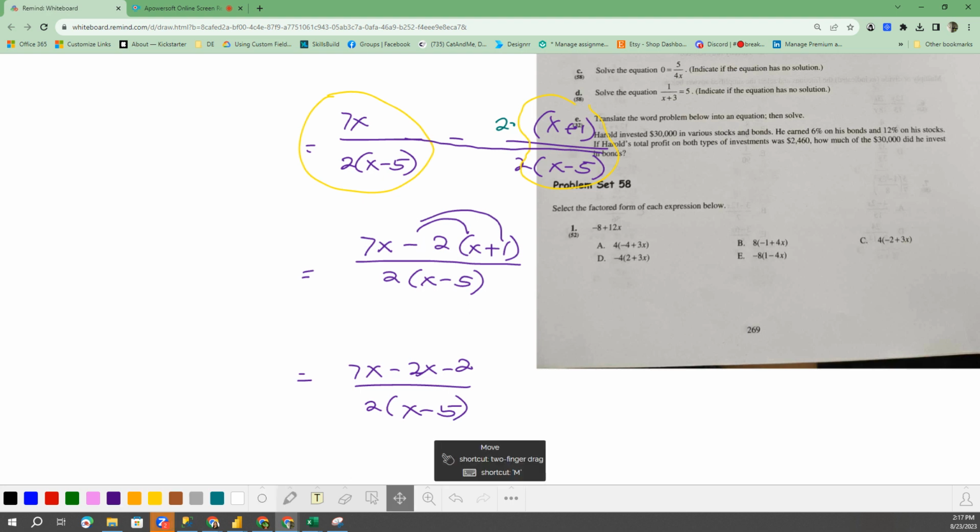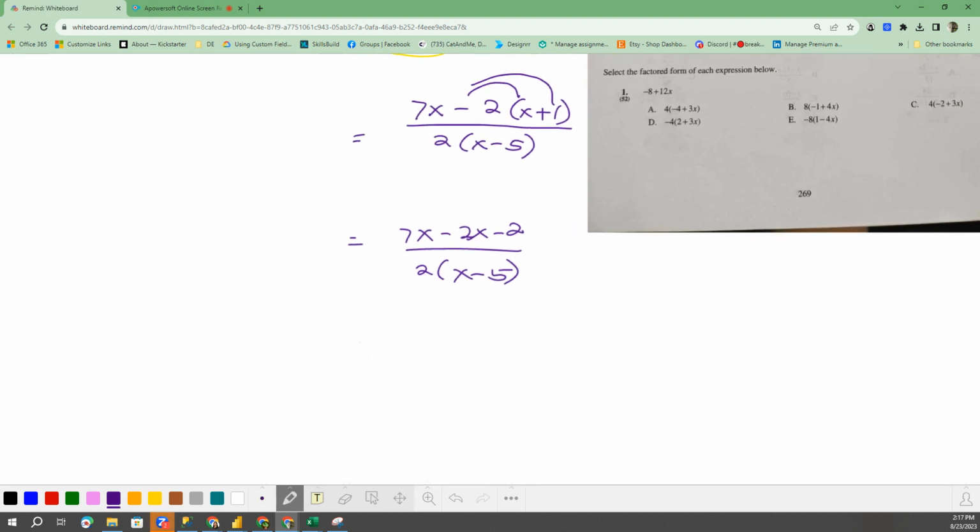All right, and then we combine like terms. So 7x minus 2x is 5x minus 2 over 2x minus 5. Now you have to check the numerator. Can you factor out 5x minus 2? Well, not really. So therefore, if not, then you can just distribute the denominator. So 5x minus 2 over 2x minus 5.